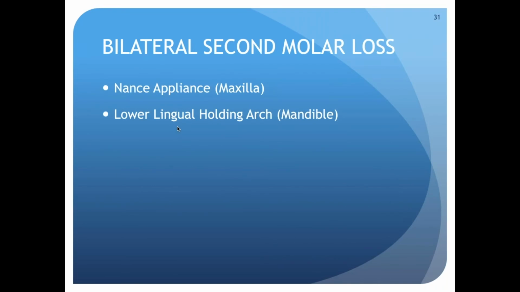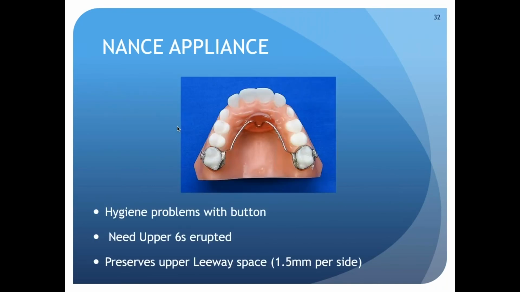So what if we lose molars on both sides? On the maxilla, we have this Nance appliance. Essentially, we're placing an orthodontic band on the most distal molar. In this situation we're on adult molars, but you can place it on the primary. This says we need to have our 6 erupted, excuse me. So this is placed on the permanent molars, and then there's this little acrylic button on the palate.